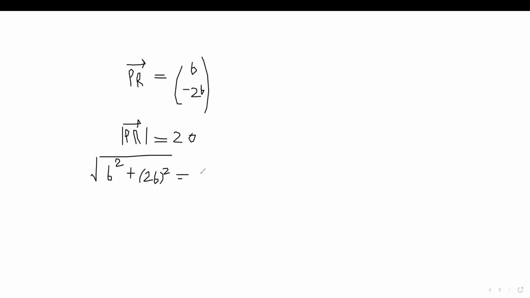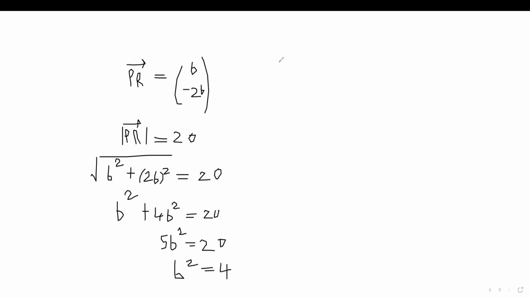If you square both sides, you're going to get b squared plus 4b squared equal to 20. And b squared plus 4b squared is 5b squared, so 5b squared is equal to 20. You divide both sides by 5 to get b squared equal to 20 divided by 5, which is 4.